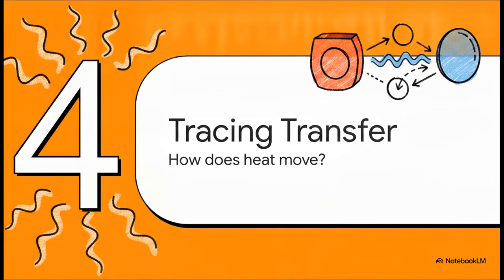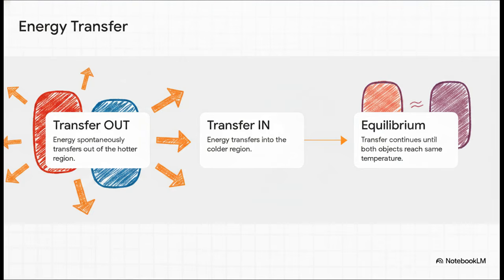Now that we know the difference, let's look at Section 4, tracing transfer. So how does this energy actually move? The rules here are beautifully consistent. Step 1, energy always, and I mean always, spontaneously transfers out of the hotter region or object. Step 2, that energy transfers into the colder region. It is strictly a one-way street from hot to cold, never the other way around. And step 3, this transfer continues relentlessly until both objects reach the exact same temperature. We call that state thermal equilibrium. Once those averages match up, the active transfer of heat just stops.